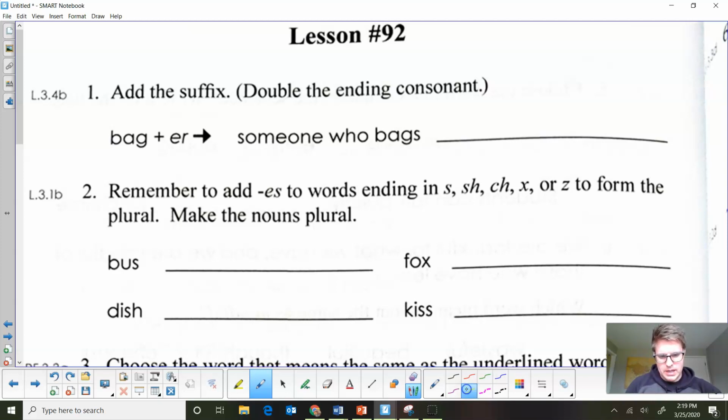Let's begin. Add the suffix. Double the ending consonant. So sometimes you have to double up the letter at the end. Alright, so a bag plus if you just wrote bag plus you'd have a beggar, which doesn't exist. A beggar. Sounds like a beggar. But a beggar becomes a bagger when you double up the G. So someone who bags is a bagger. Double up the G.